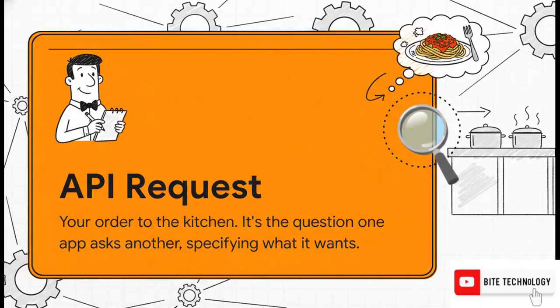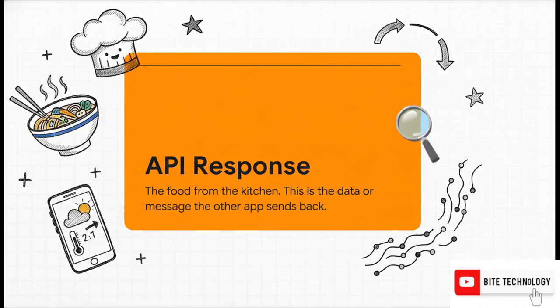Okay, so when one of your apps needs some information, what it does is it creates something called an API request. This is literally you telling the waiter your exact order. You're not just saying, hey, bring me some food. No, you're saying, I want the spaghetti bolognese, please, with extra Parmesan. The request has to be super specific. And then, naturally, after you place your order, your food comes back from the kitchen. In the digital world, we call that the API response. It's the actual data or the message that the other app sends back. So your weather app makes a request for the temperature in London, and the Weather Services API shoots back a response that says it's 15 degrees Celsius.